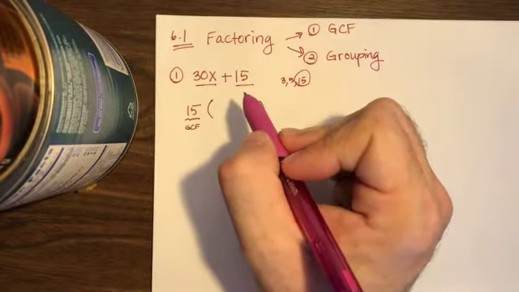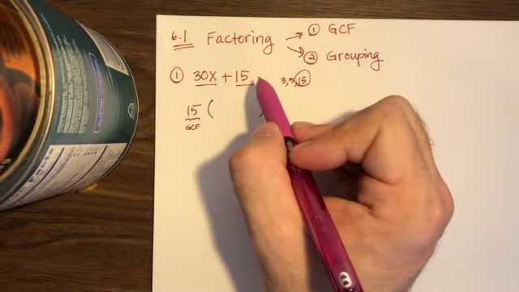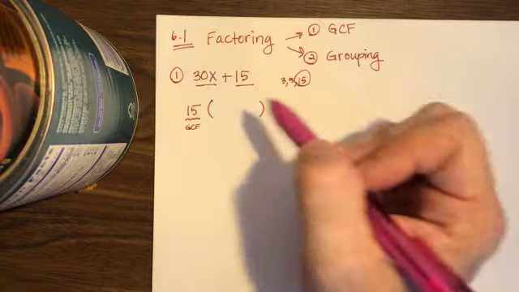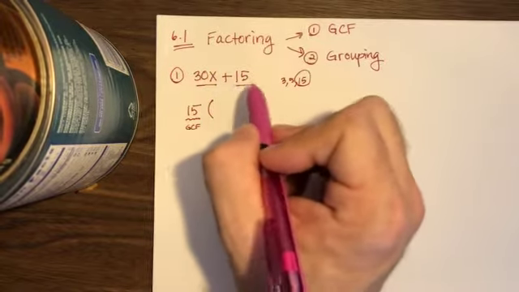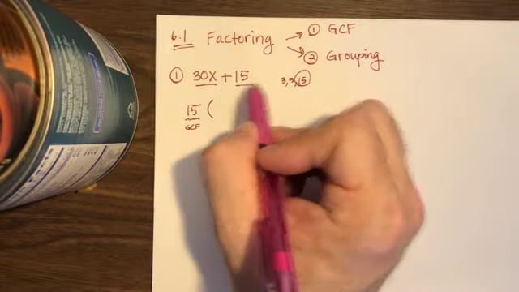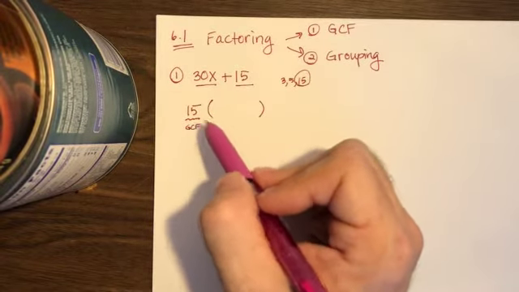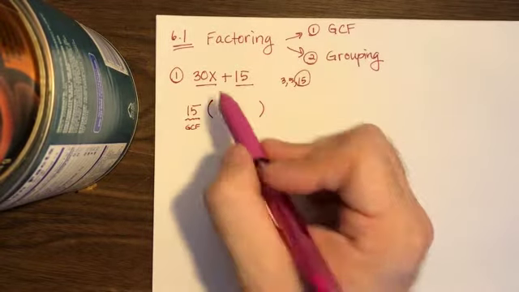For letters, though, you want to take any letter that they have in common, and you want to take the one with the smallest power. Now, in this case, they don't both have x, just one does. The other doesn't have x. So we can't put an x in our GCF. That would be wrong. So just the number.